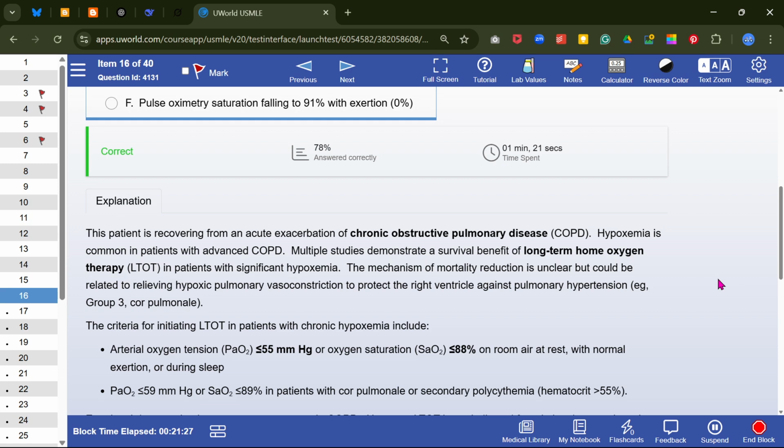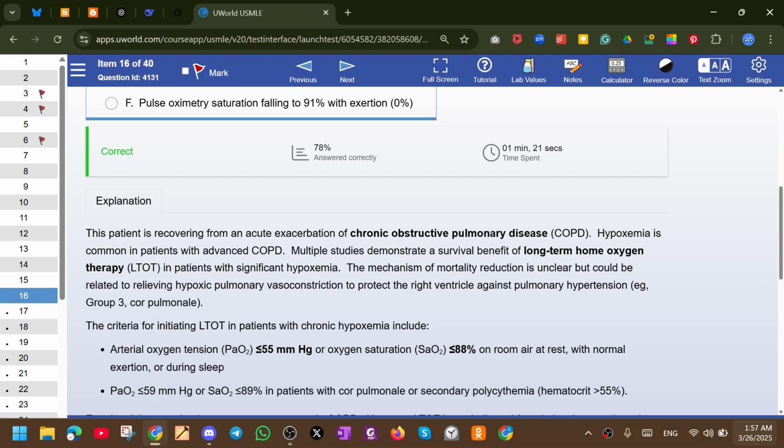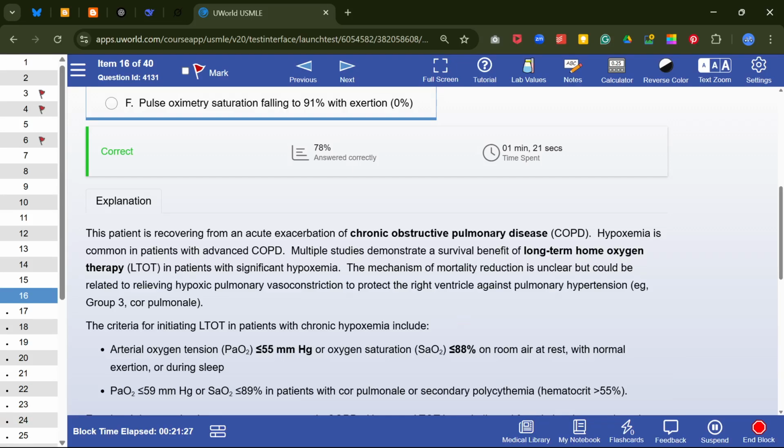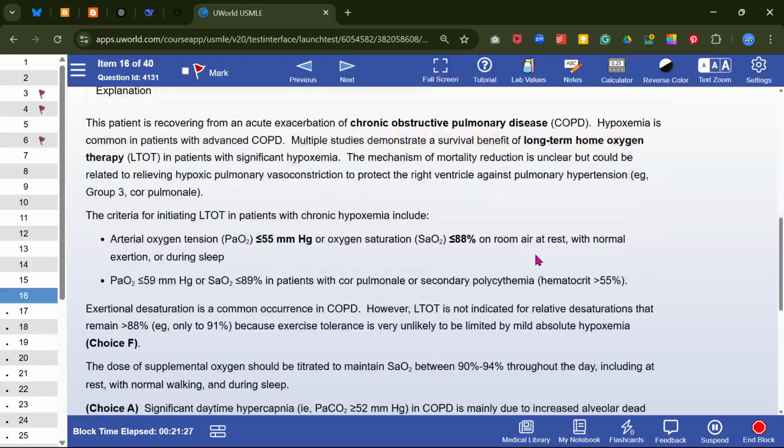The criteria for initiating LTOT in patients with chronic hypoxemia is arterial oxygen PaO2 less than 55 millimeters of mercury, or oxygen saturation SaO2 less than or equal to 88% on room air at rest, with recent exertion or during sleep, and PaO2 less than or equal to 59 millimeters of mercury, or SaO2 less than 89% in patients with cor pulmonale or secondary polycythemia, hematocrit more than 55.